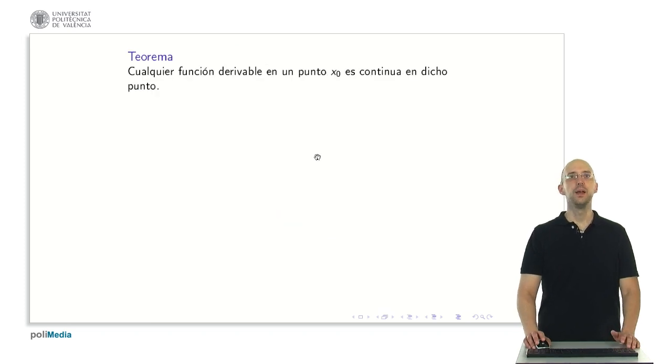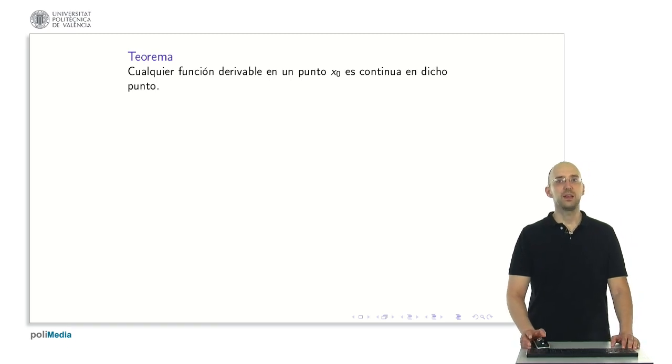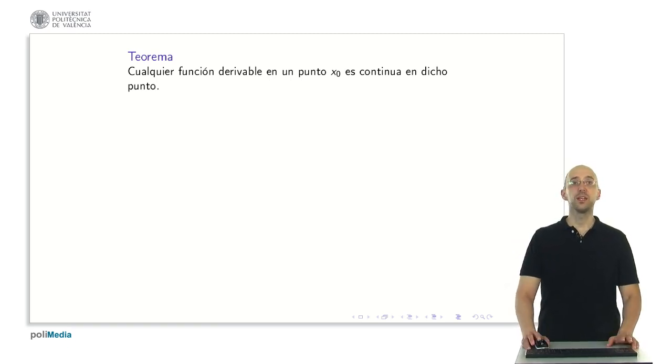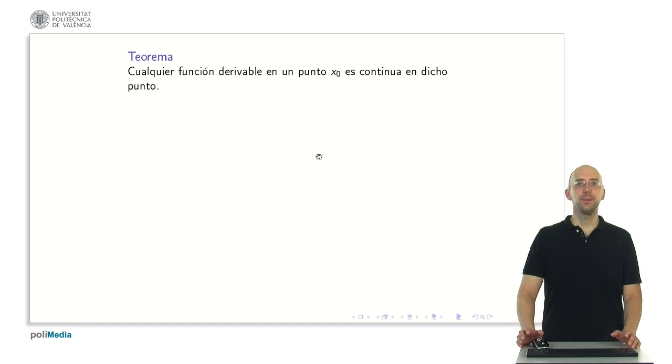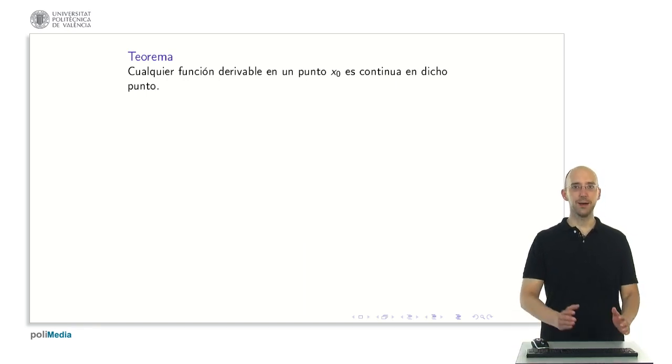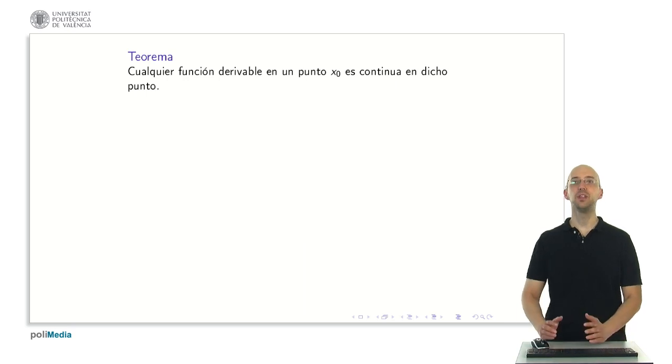Now, let's explore another vital theorem that hasn't been discussed yet, but is frequently applicable. This theorem states the following. Any function that is differentiable at a specific point, denoted as x sub 0, is also continuous at that point. Differentiability implies continuity, but the reverse isn't necessarily valid. Pay close attention, as this is what we'll examine now.